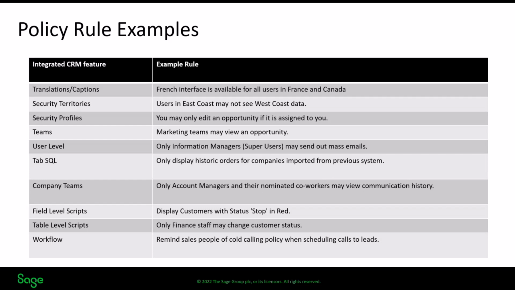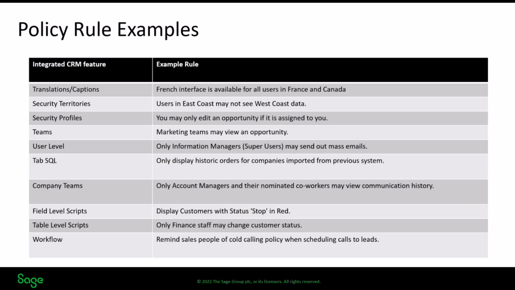And in this grid, as we're outlining this, you can see we're using different tools within Sage CRM to implement those rules. There we've got a feature called Teams, which means that you can set a rule that once you've put somebody into a particular team, like the marketing team, then a marketing team member can view any opportunity they like. They can't edit it, but they can view it. You could use types of user, gradations between user, information manager, and system administrator, to determine who can do things like send out a mass mail.